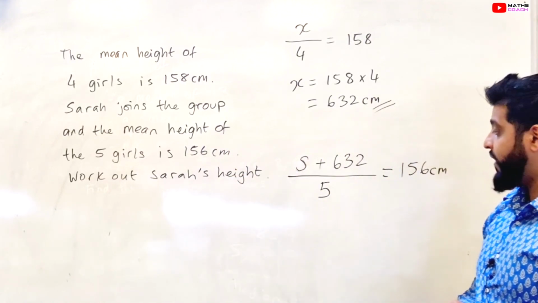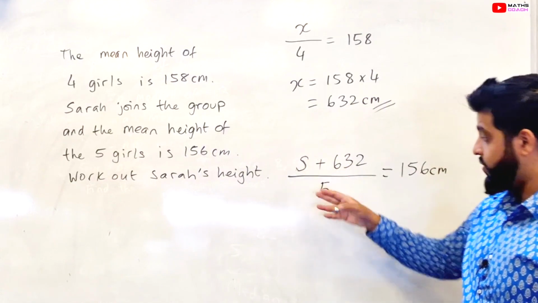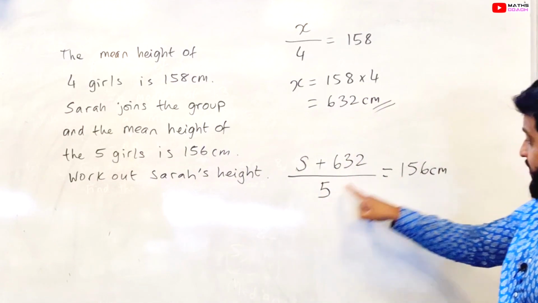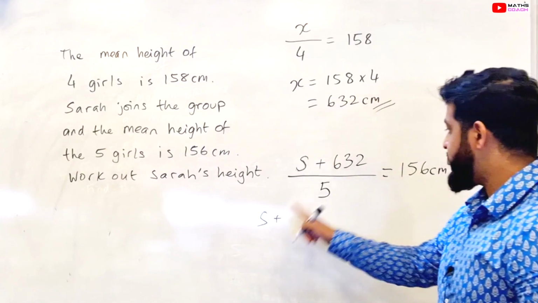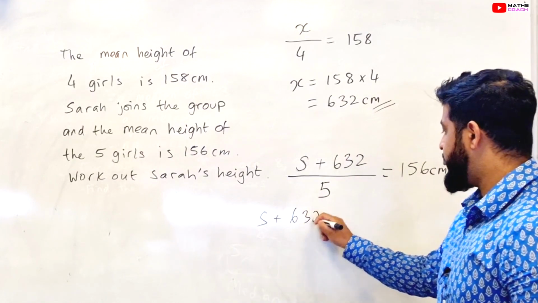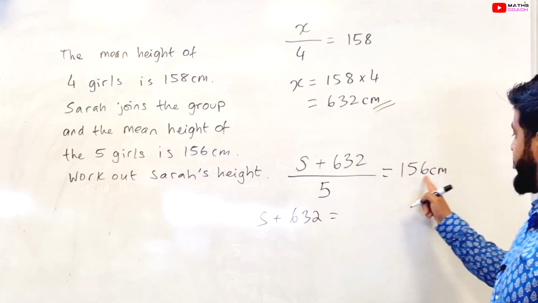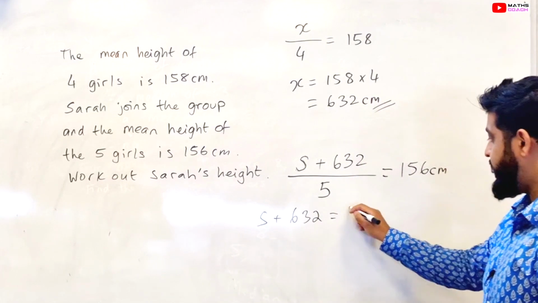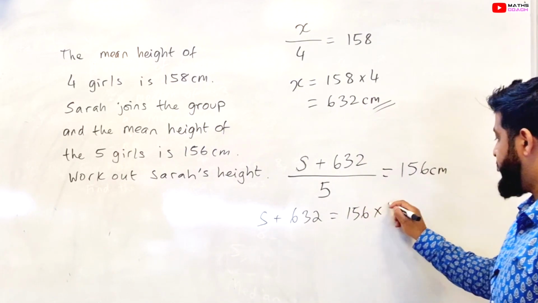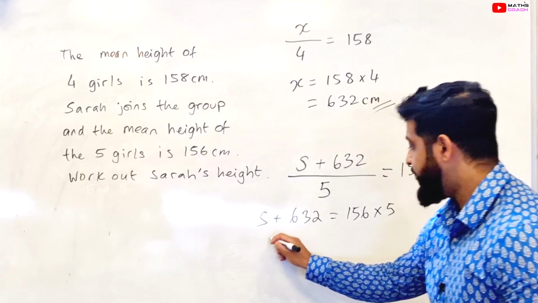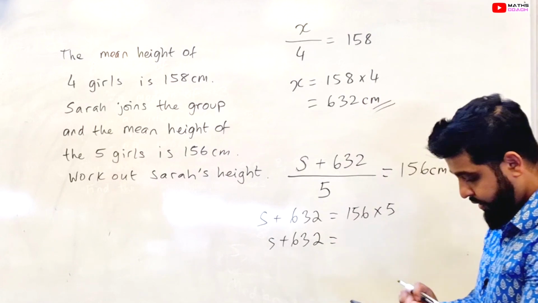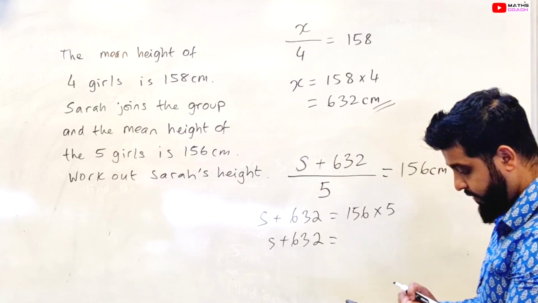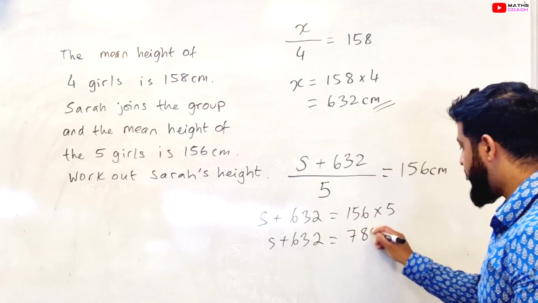So how do we find what Sarah's height is? Well, simply to solve this, we multiply by 5 and then we take away 632. So S plus 632 is equal to 156 times 5. So let's just write it here, 156 times 5. And then S plus 632. Get your calculators and put that in. So 156 times 5 is 780.